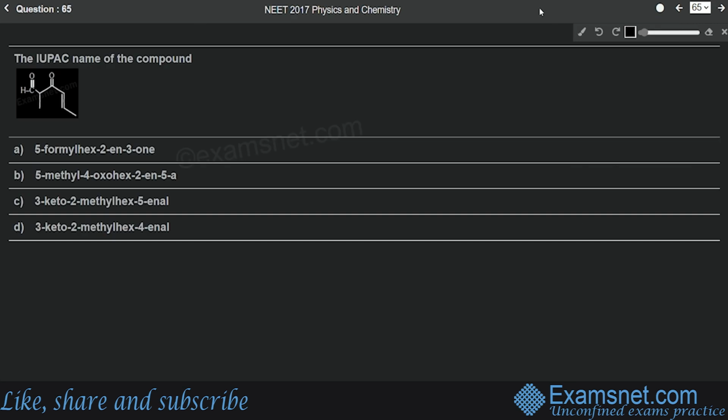Now question number 65 is from the chapter Organic Chemistry, and the question is the IUPAC name of the compound. So this structure is given and we have to tell the IUPAC name. So let's draw this clearly. We have a hydrogen here, we have a carbon, we have an oxygen here, then we have a methyl group at this point. Again here we have a carbonyl group, then we have a double bond here, and then one carbon here. So if we mention all the carbons, this is the first carbon, then here we have second, here we have third, here we have fourth, at this point we have five, and here again sixth one.